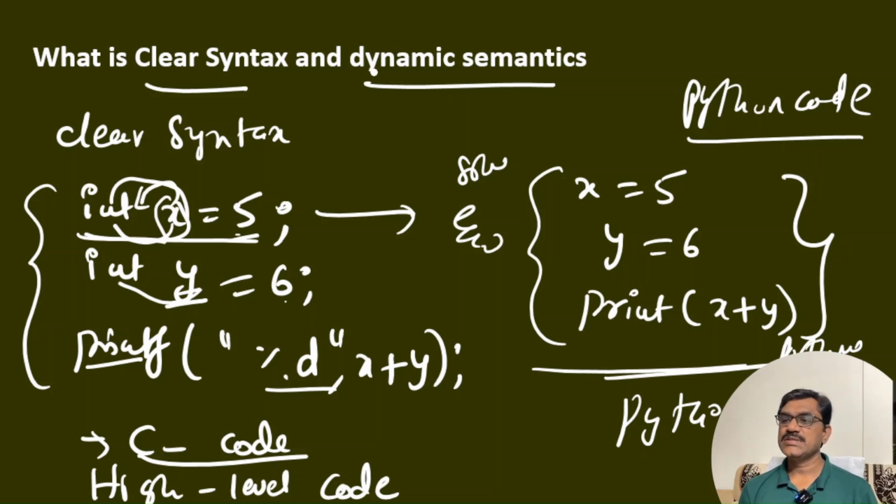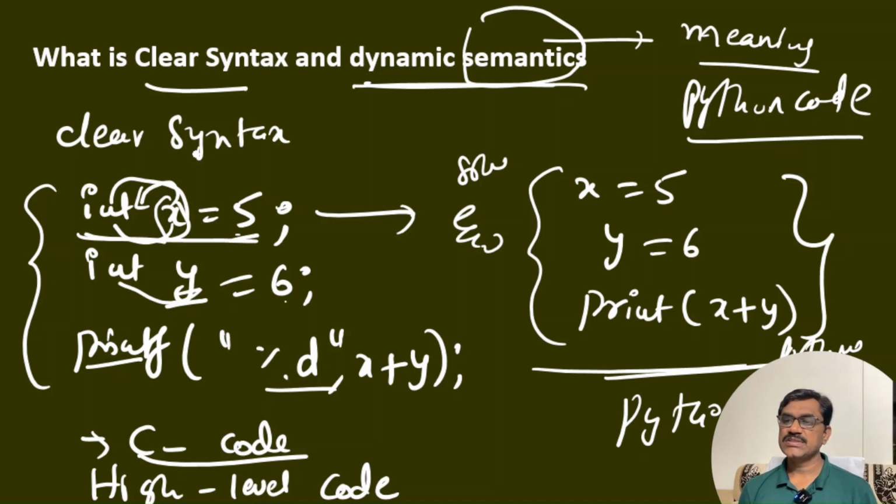Now coming to dynamic semantics, what do we mean by dynamic semantics? Remember, semantics always represents the meaning, the logical meaning, or simply we can say meaning. Syntax refers to the structure or format, whereas semantics represents the meaning. Here, when you consider the C code, there are static semantics rather than dynamic. We will discuss what is meant by static and what is meant by dynamic. There is a difference between static and dynamic.